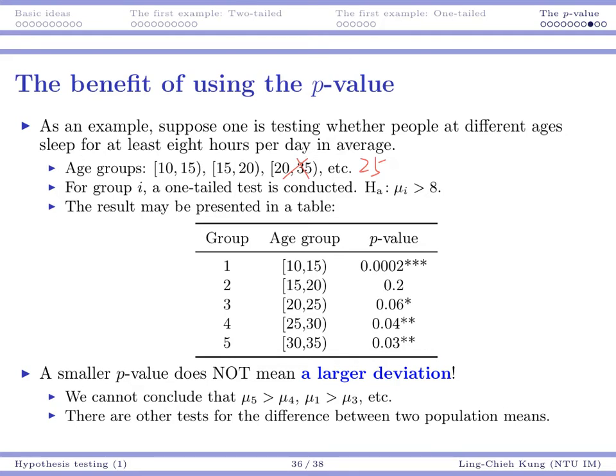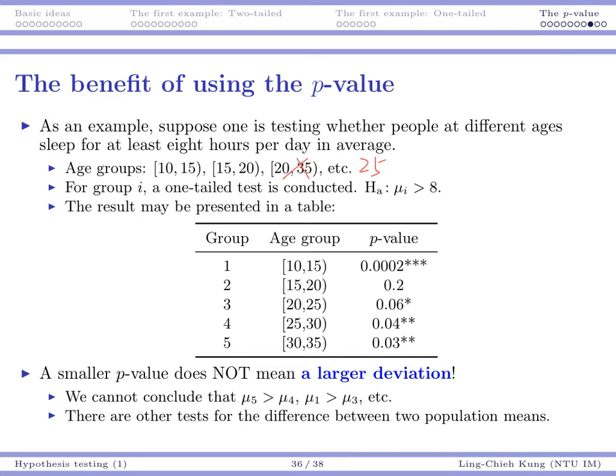I don't need to specify alpha. Instead, I calculate the p-value. And then for each p-value, I write down the number of stars it should have. For example, here, I give it 3 stars. This I have 1 star, this I have 2 stars, saying that group 1, 3, 4, and 5, if we are using 10% as the significance level, then they sleep significantly more than 8 hours. If we change the significance level to be 5%, then it's only groups 1, 4, and 5, and so on and so on.